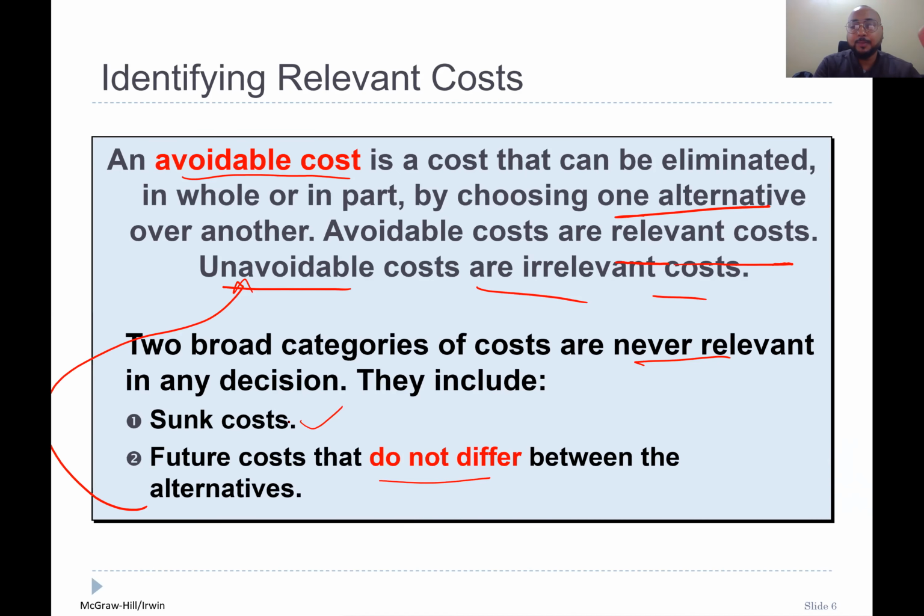So there are two broad categories that are never relevant in any decision making. Number one is sunk cost, and number two is future costs that do not differ between the alternatives. So what we are trying to do here is learn what costs we should include or not include, especially when we make decisions. So that's why we're talking about relevant cost in decision making.